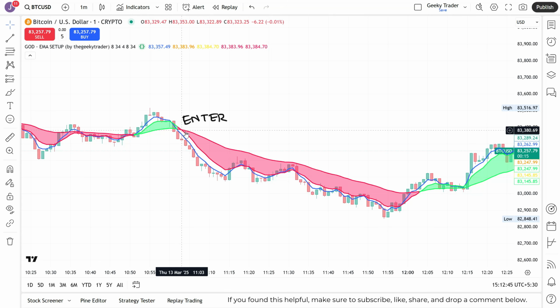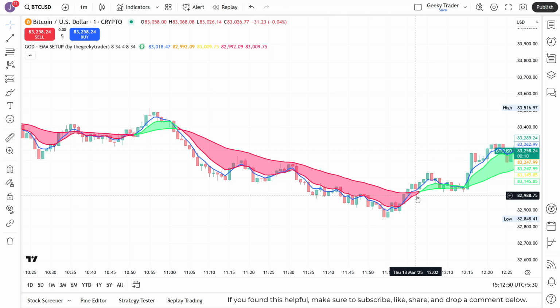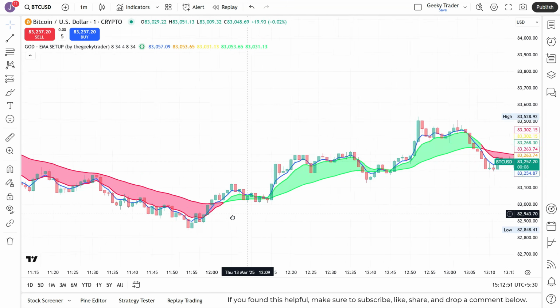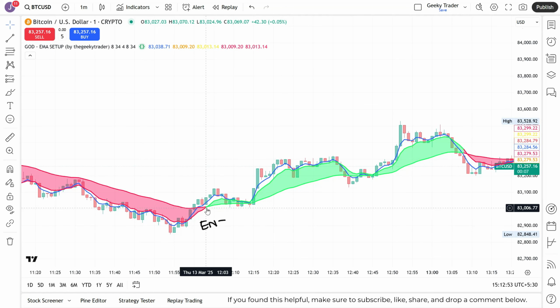When a red ribbon appears, it signals a downtrend, meaning we should consider entering a short trade at the very beginning of the red ribbon. The trade can then be closed either when the red ribbon disappears or when a green ribbon starts to form, indicating a trend reversal. On the other hand, when a green ribbon appears, it signals an uptrend, which is a great opportunity for a long trade.